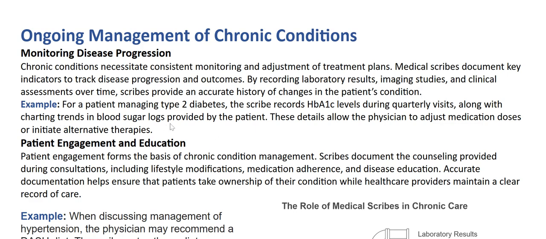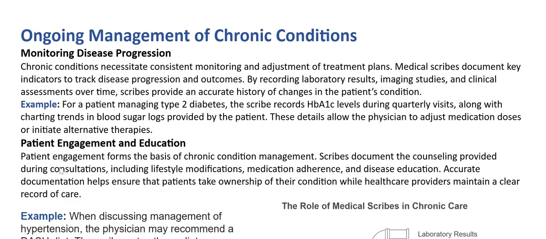For example, for a patient managing type 2 diabetes, the scribe records HbA1c levels during quarterly visits, along with charting trends in blood sugar logs provided by the patient. These details allow the physician to adjust medication doses or initiate alternative therapies.